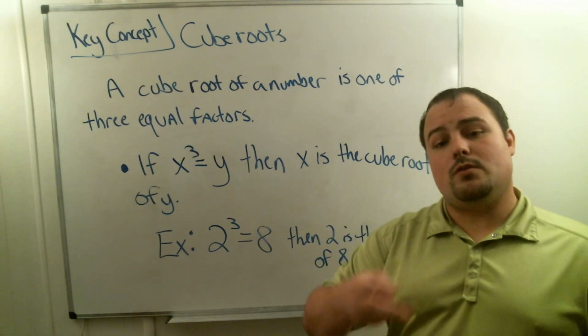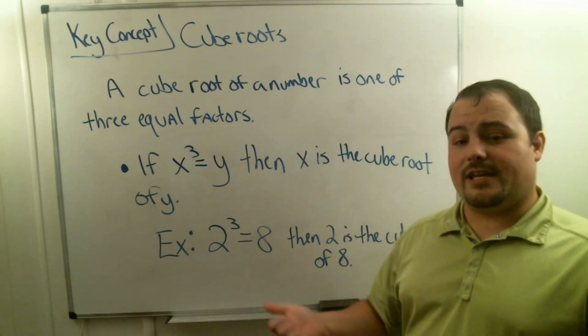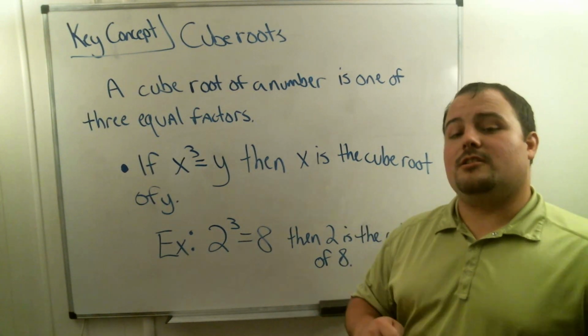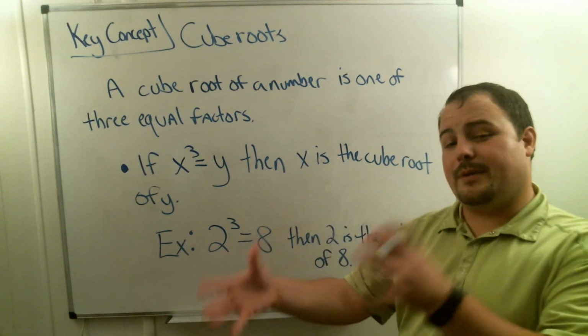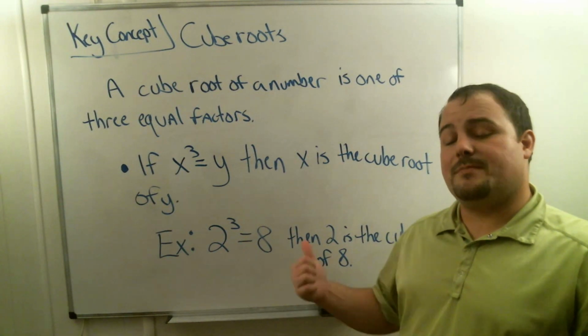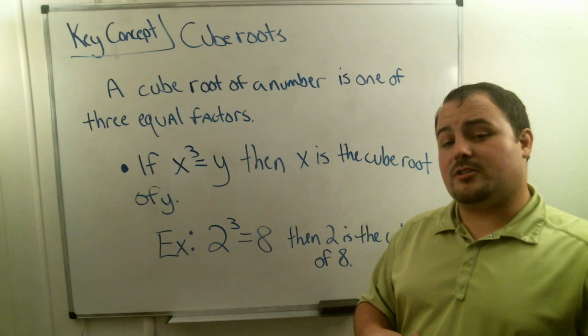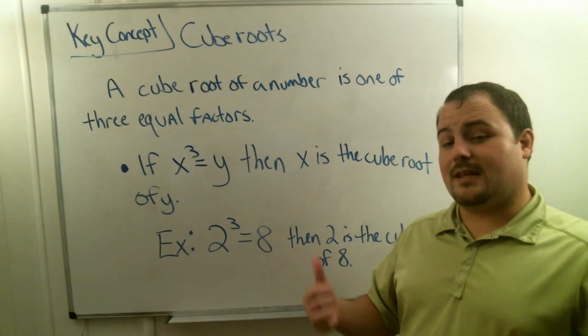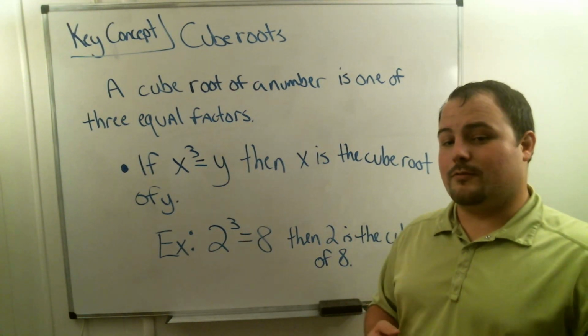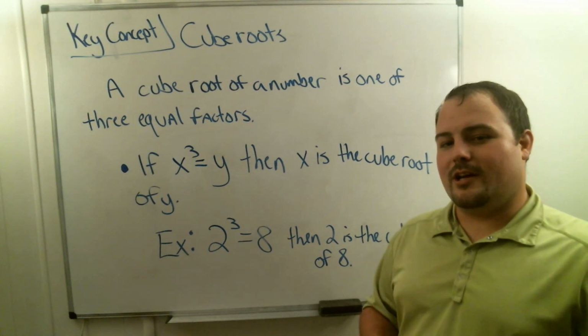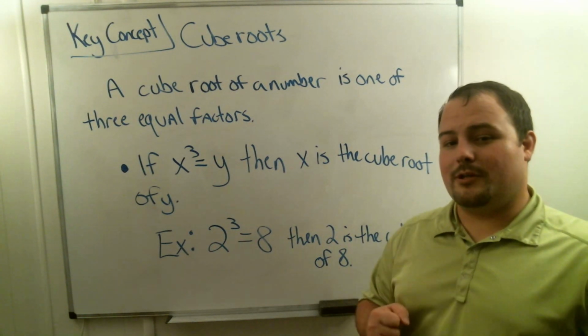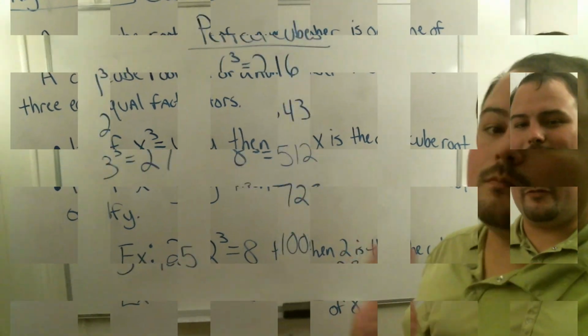So if I take 2 times 2 times 2, I get 8. 2 is the number that would be exactly multiplying by itself 3 times to make 8. The number that multiplies by itself 3 times to make the number that we get, that's the root, the cube root. Let's go ahead and start some problems, but before we do that, let's write down some perfect cubes.